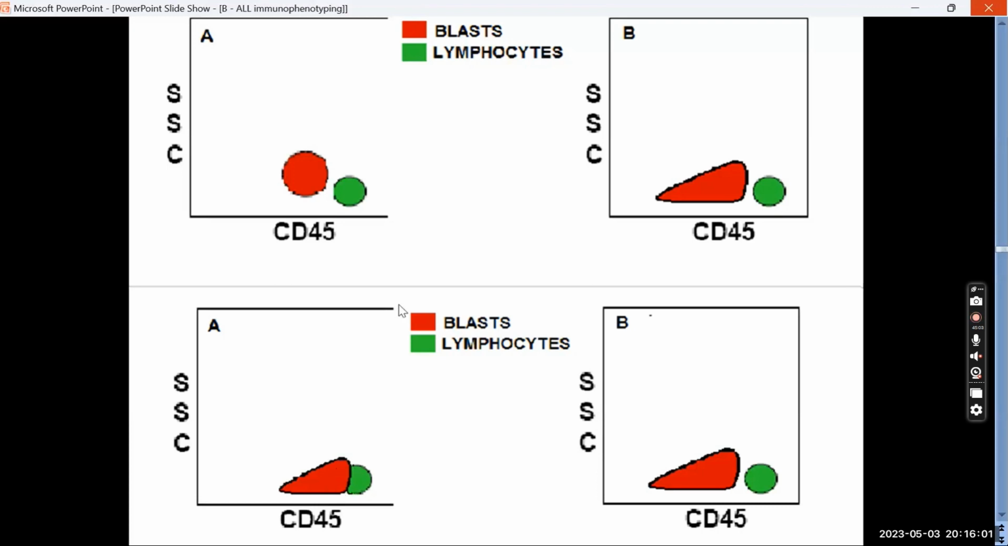Okay, but we are not going to diagnose B-ALL, T-ALL with only CD45, right? This is the pattern of how the blast falls in the CD45 plot, which is very important. Okay, so again, CD45 in B lymphoid blast, you see, it's from dim to negative area.